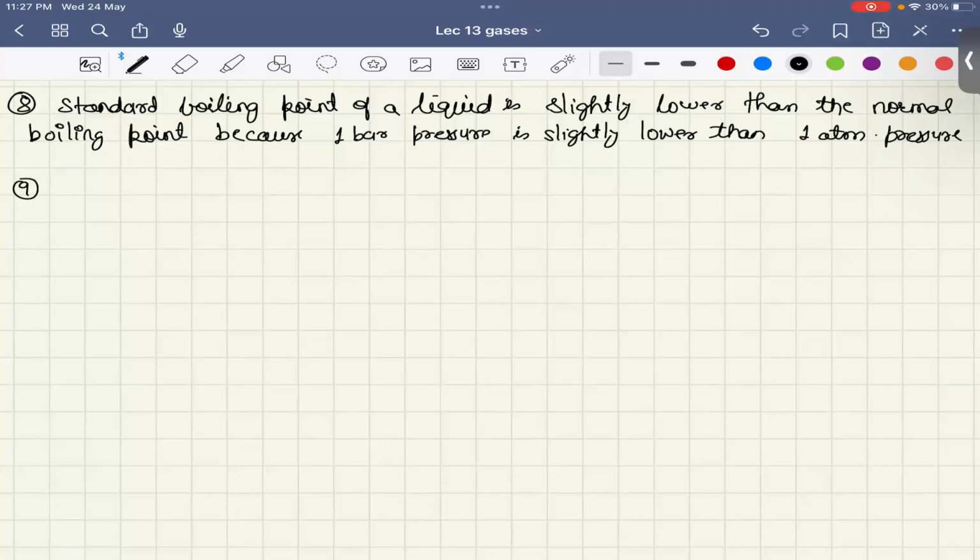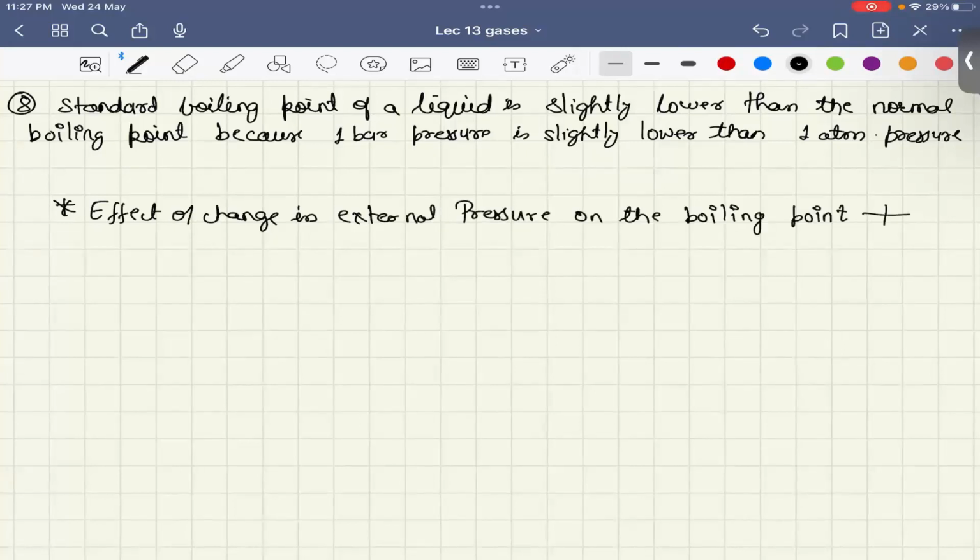So the next topic which we are going to study is effect of change in external pressure on the boiling point. Right? A liquid may be made to boil at any desired temperature by changing the external pressure. For example, a liquid may be made to boil at lower temperature than the normal boiling point by reducing the external pressure, or it may be made to boil at higher temperature by increasing the pressure.